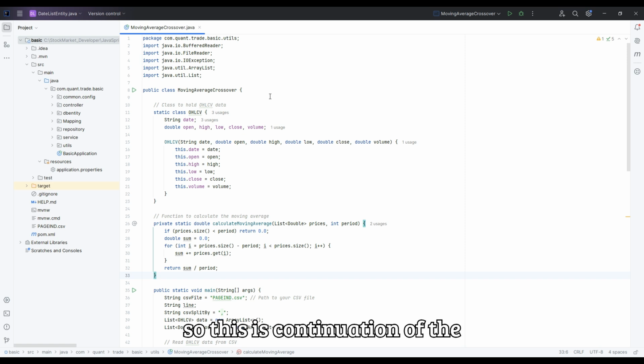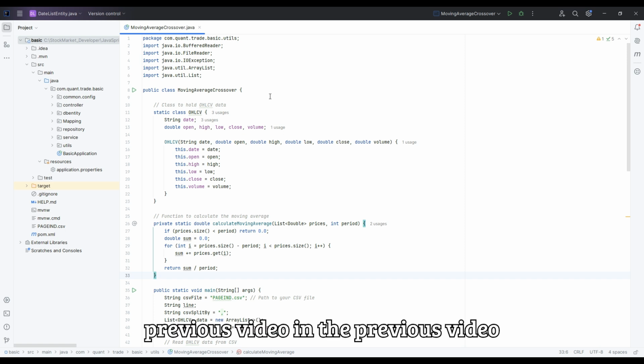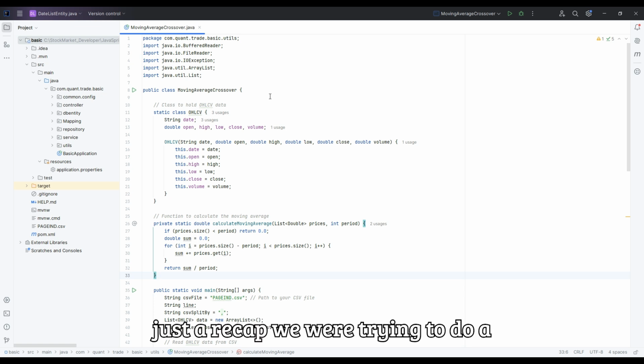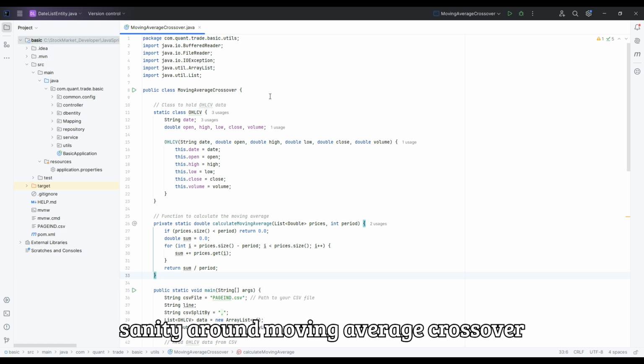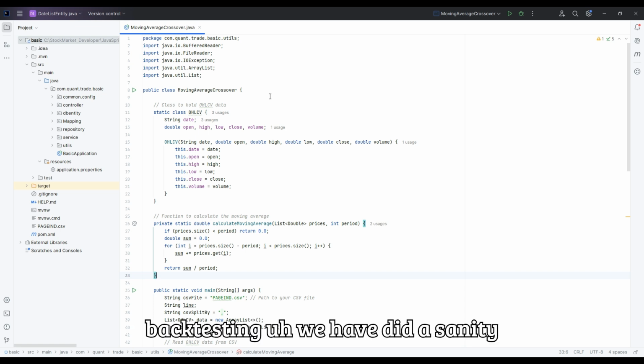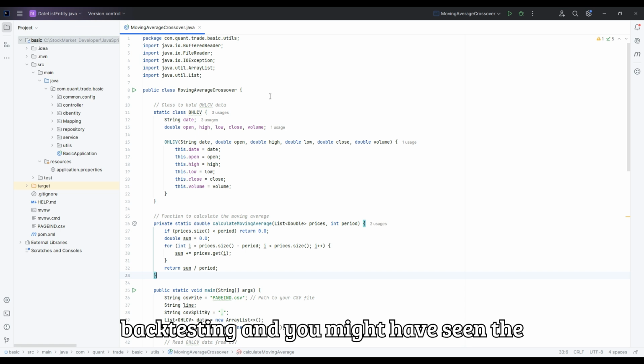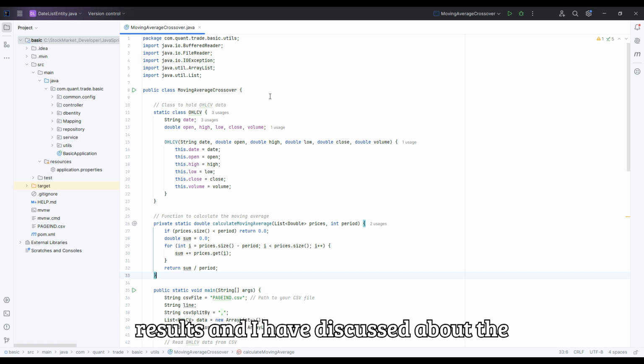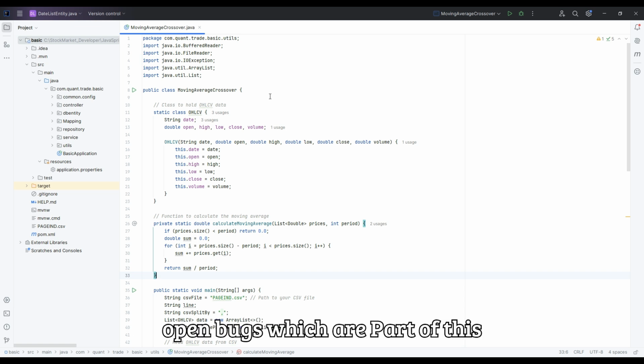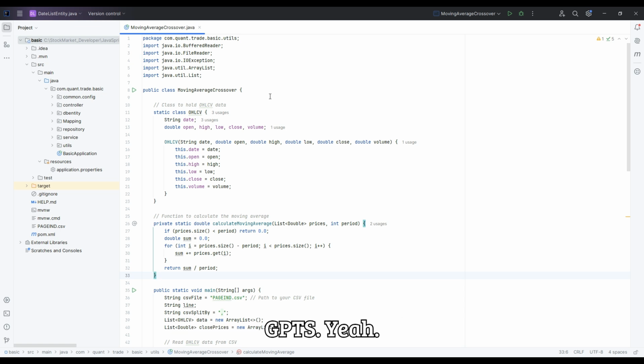So this is a continuation of the previous video. In the previous video, just a recap, we were trying to do a sanity check around moving average crossover backtesting. We did a sanity backtesting, and you might have seen the results. And I discussed the open bugs which are part of this code. Again, to reiterate, this is completely code which is generated by one of the GPTs.